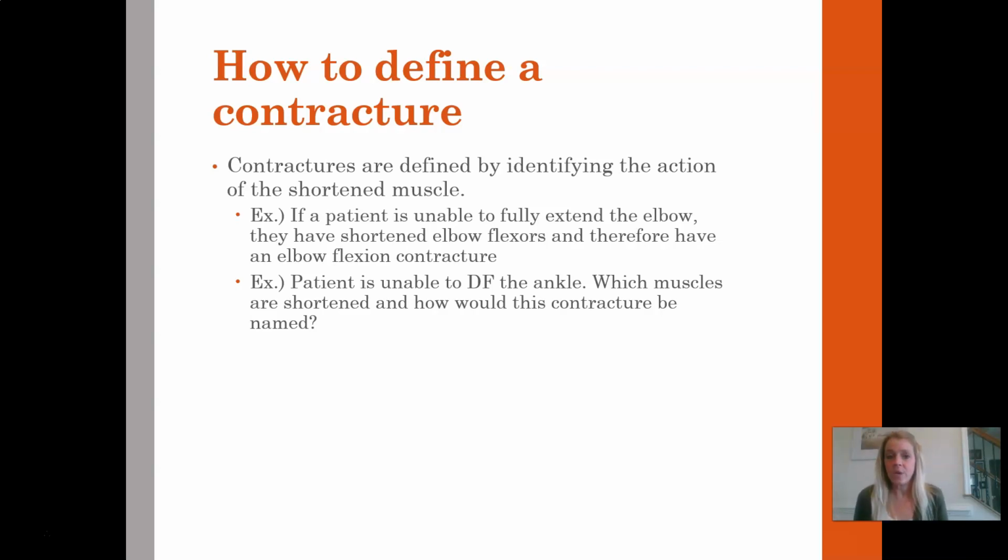By the same token, if we have a patient who's unable to dorsiflex, so that means they're stuck in plantar flexion, right? They can't dorsiflex. So which muscles are shortened and how would this contracture be named? That would be a plantar flexor contracture or plantar flexion contracture or Achilles contracture. It's the Achilles tendon or the plantar flexors that are shortened, that are contracted, that are not allowing the patient to dorsiflex. Okay?